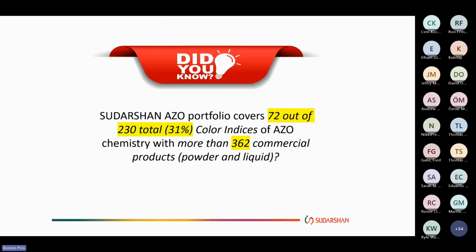Okay, so a couple of fun facts with respect to Azo pigments. Sudarshan has 72 out of a total of 230 color indexes in the Azo chemistry, 31%. It's quite a large number of available color indexes in the overall Azo chemistry. And of those, there are more than 362 commercial products that cover that space of 72 color indexes. And these products are both in the powder form as well as in the liquid colorant form.